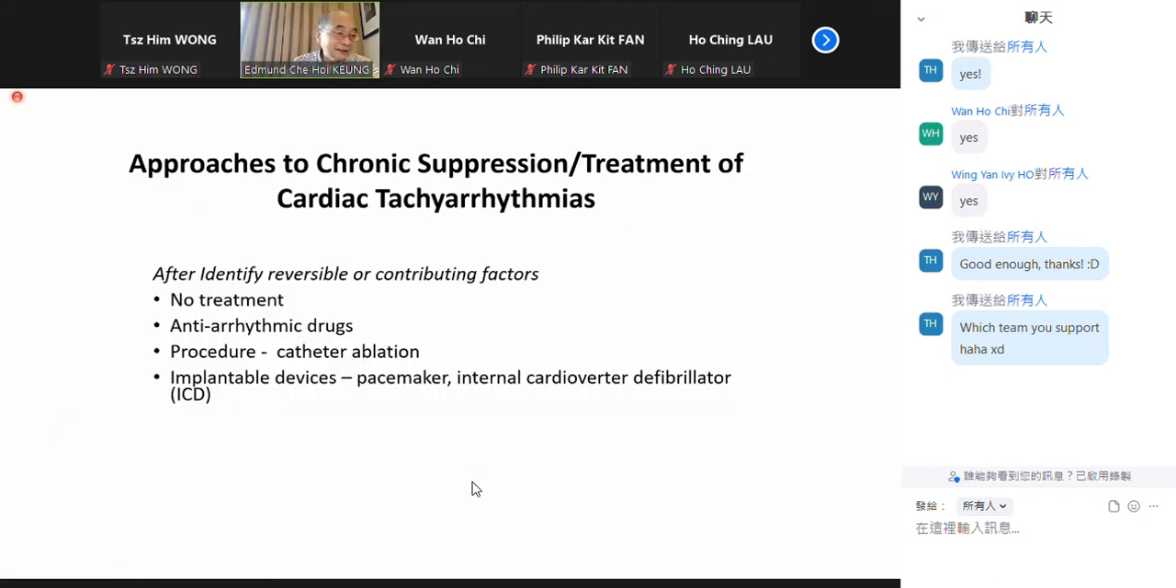How about chronic treatment of tachycardia? Okay? So you have to identify reversible contributing factors. Someone who likes to drink, someone who's hypothyroid, for example. Now, then there are so many options. No treatment. Hey, yes, that's a very important option. Sometimes treatment is bad. Anti-arrhythmic drugs, okay, in certain situations. Then the 2 procedures are very important: catheter ablation and implantable devices. And we'll talk a little bit more.